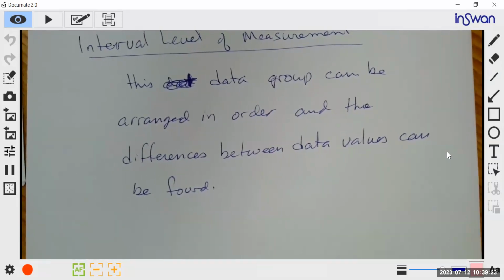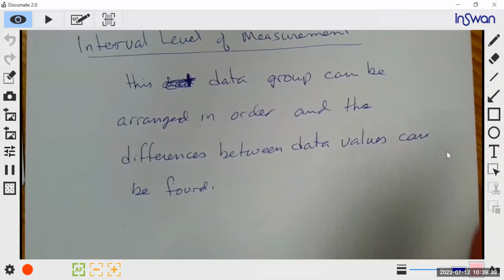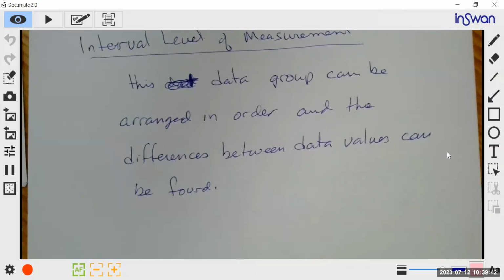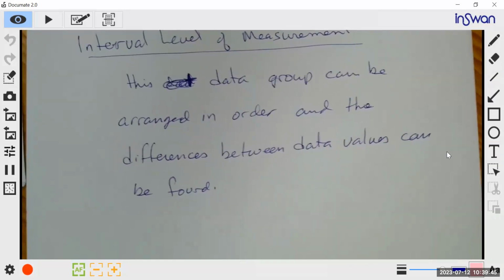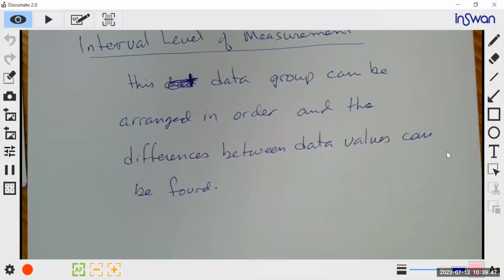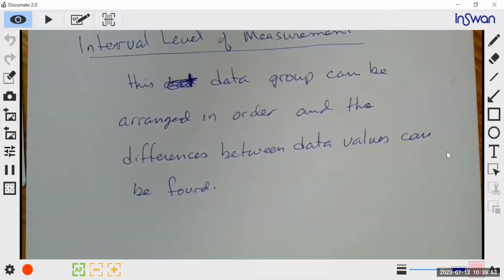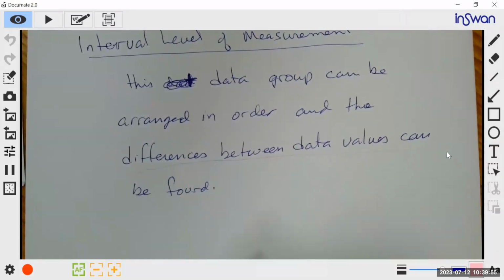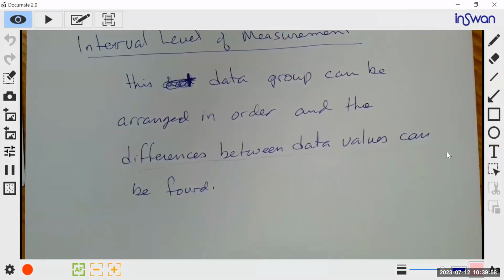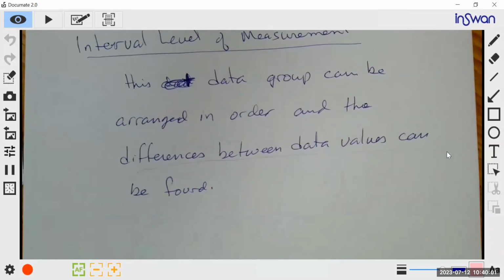Yes, question. What's the difference between you explaining the measurements versus when we just went through all the classified data values? They're the same. These levels of measurement are the classifications. Because remember, there are four classes. We have the nominal, ordinal, interval, and ratio, and these are just examples of what they mean. The definitions and examples of what it means. So what does it mean that differences can be found? We can subtract them. We can find the differences between the two values.